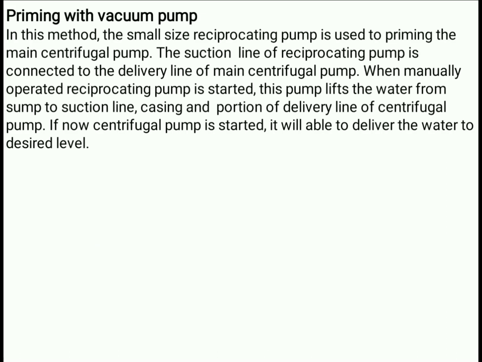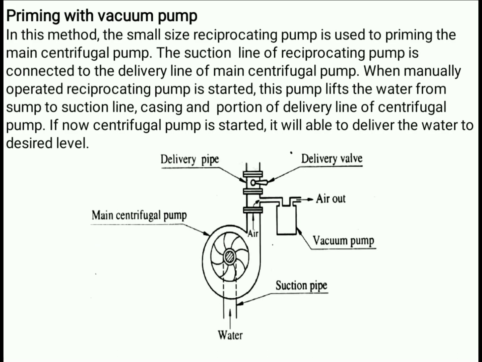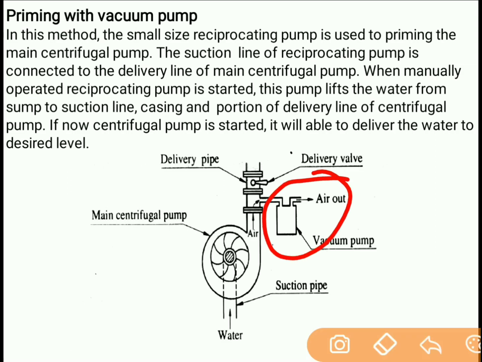Next, priming with a vacuum pump. So this is the other method of removing the air from the centrifugal pump. In this case, a small size reciprocating pump is used for the priming of the centrifugal pump. The suction line of the reciprocating pump is connected to the delivery line of the centrifugal pump. So here this is the suction pipe of the reciprocating pump. This suction pipe of the reciprocating pump is connected to the delivery pipe of the centrifugal pump.